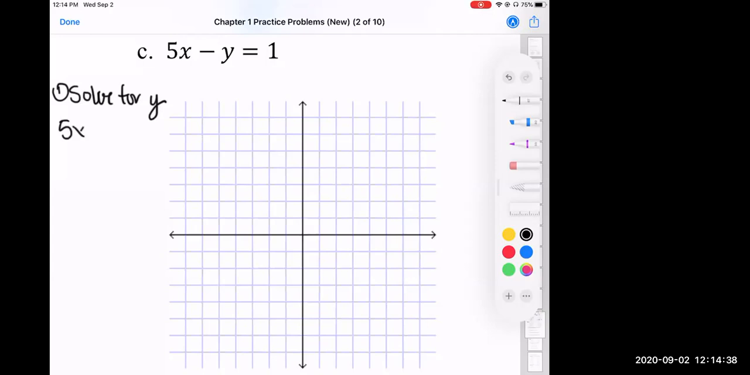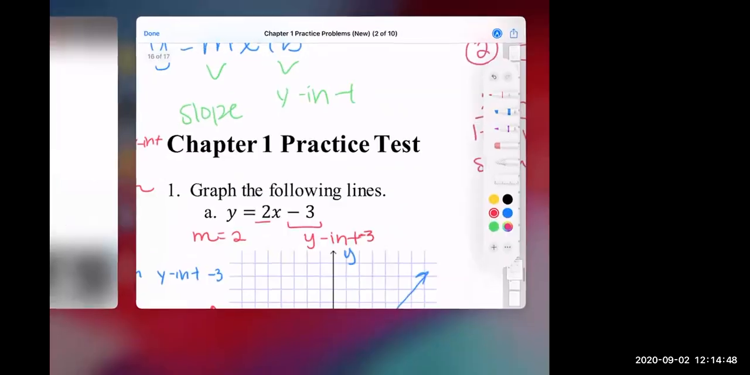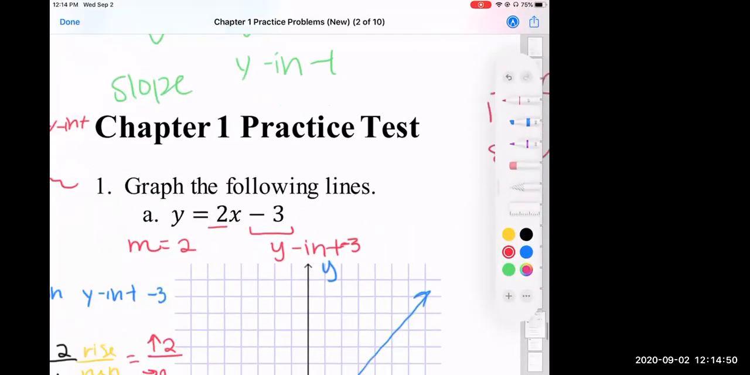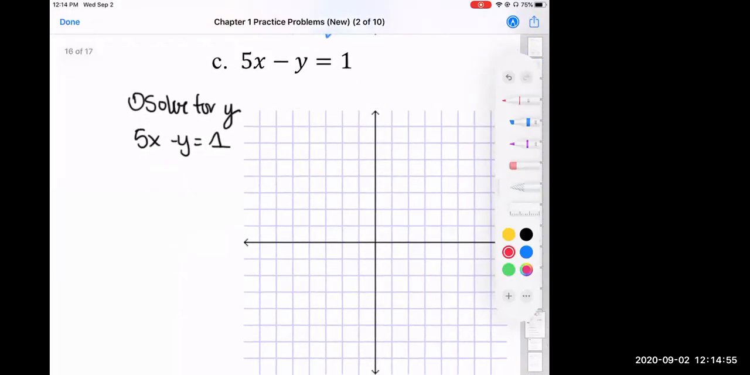Okay, so I have 5x minus y is equal to 1. Let's go ahead and get y by itself. So I need to move that 5. So we do minus 5x minus 5x. That's now 0. And we have negative y is equal to, let's write our x first, so it looks like our slope-intercept form, minus 5x, that one is positive, so plus 1.